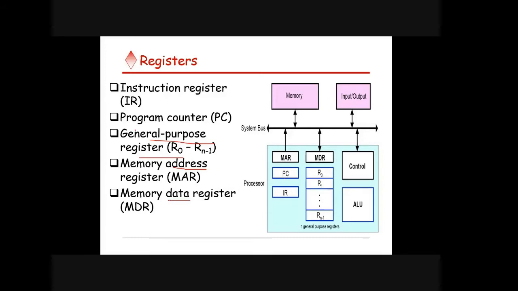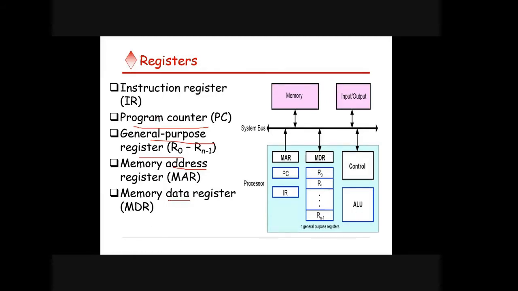Next is the program counter. Counter means counting the number of instructions. So the program counter is a register which stores the address of the next instruction to be executed. If the current instruction's processing is over, which is the next instruction the processor should take? That instruction's address will be stored in the program counter. Are you clear?